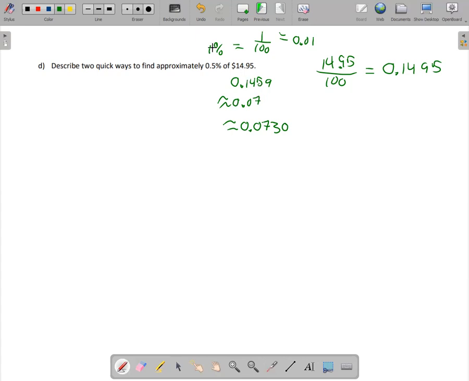So again, I made a guess. It wasn't a good guess because I want half of that. So this is my first guess, the 0.1459. I refined my guess by cutting it in half. And then I refined my guess again by considering the stuff I ignored. Okay.